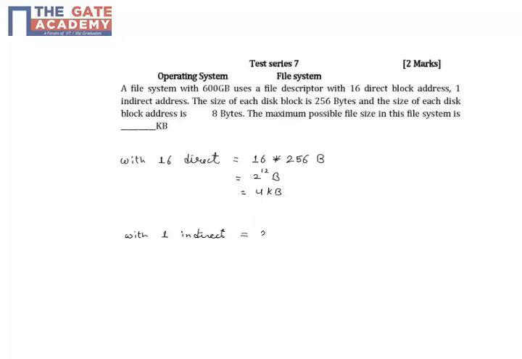So 256 bytes is the size of one block and 8 bytes is the size of one address. So these many addresses we can store within one block, and each address will point to a block storing 256 bytes. So it will be 2 to the power 13 bytes, and you can write it as 8 KB.